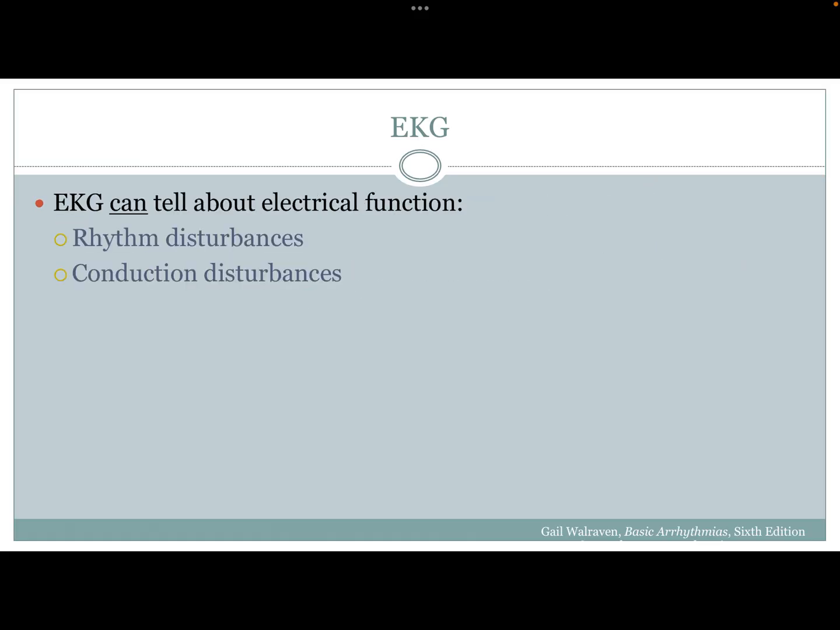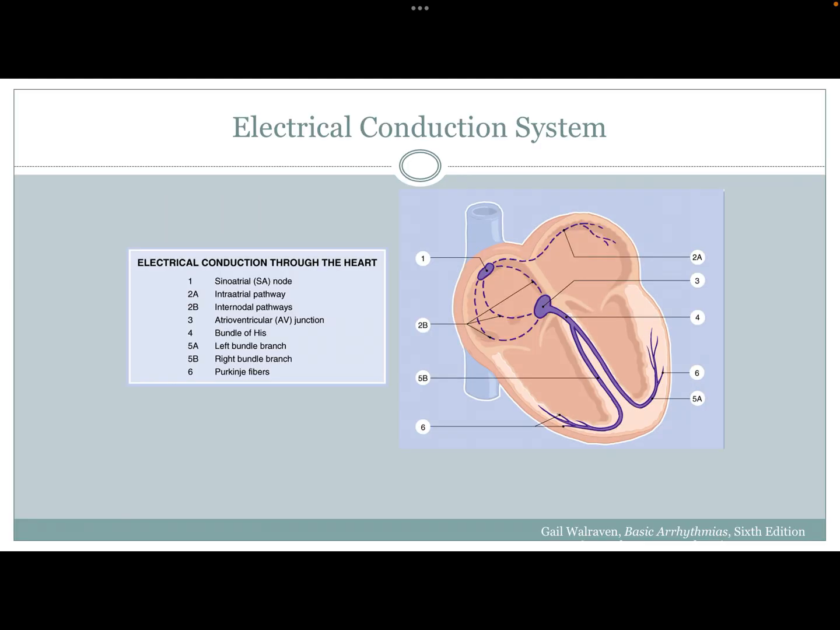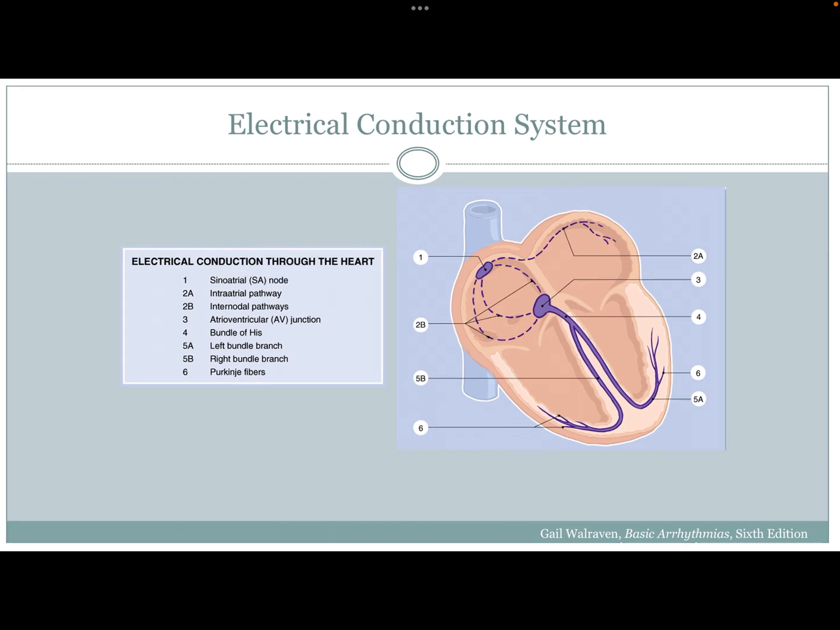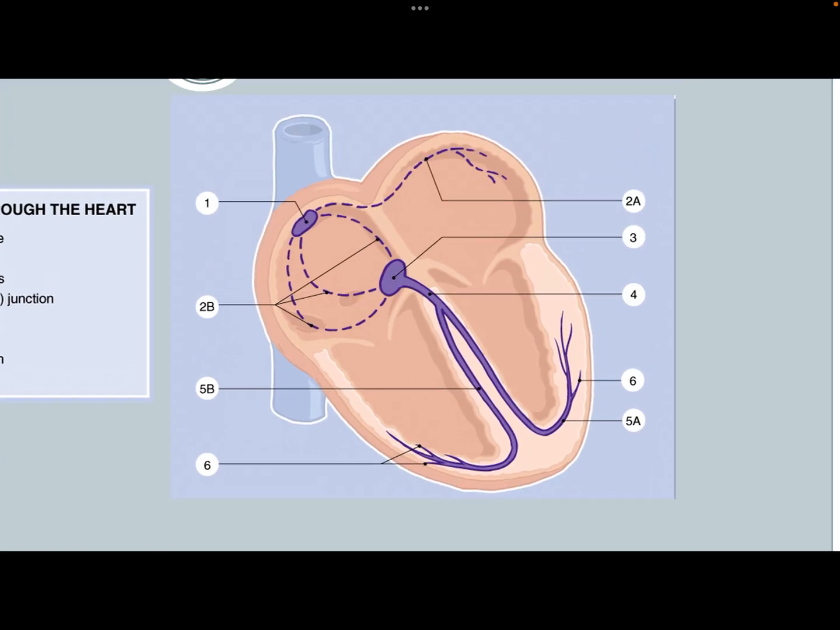Now, an EKG can tell you about rhythm disturbances, and it can also tell you about conduction disturbances, but it cannot tell you about any structural disorder or perfusion disorders. So don't look at it to tell you that. Now, we did mention that you have, again, just another picture of the heart here with your electrical conduction system. And I'm going to scroll this picture up here because I want to take a look at it real quick.